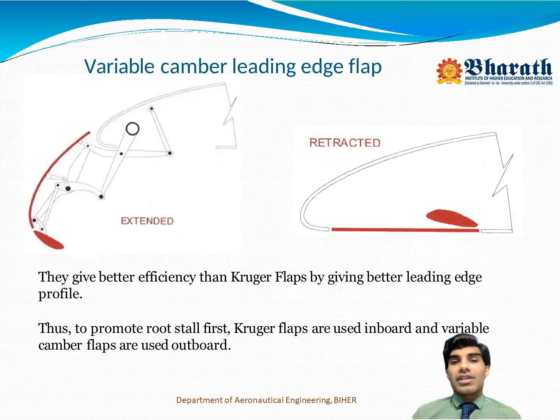Then the second one, you can see the variable camber leading edge. The first one is extended and the second one is retracted. They give better efficiency than Kruger flaps by giving a better leading edge profile. Thus, to promote root stall first, Kruger flaps are used inward and variable camber flaps are used outward.